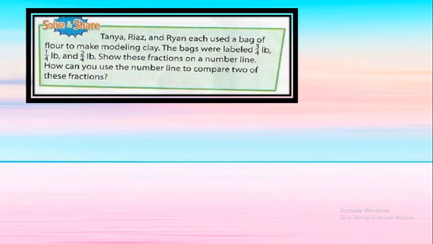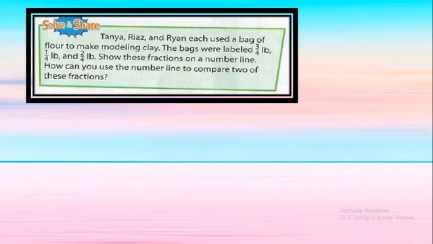Now, let's solve the solve and share problem. Tanya, Riaz, and Ryan each used a bag of flour to make modeling clay. The bags were labeled 3/4 pound, 1/4 pound, and 2/4 pound. Show these fractions on a number line. How can you use the number line to compare two of these fractions?